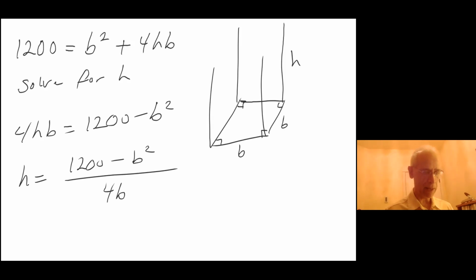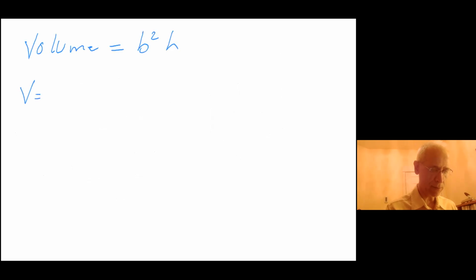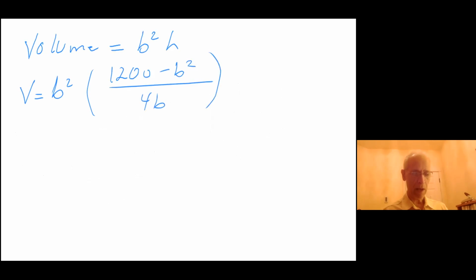Okay. Let me go ahead and go to the next page and continue. I know that the volume of this box equals the area of the base, B squared, times height. So V equals B squared, and we already solved on the previous page for height, and we have 1200 minus B squared over 4B. Let's simplify this just a baby step.